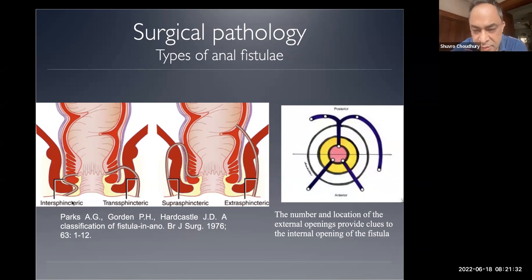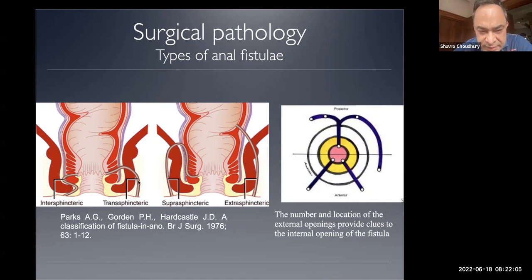Okay, so the four classic Parks classification of the primary tract: the simplest, the low one, is intersphincteric, which starts close to the anal canal and then goes into the intersphincteric plane. The red is external sphincter. The orange is the internal sphincter. It goes into the intersphincteric plane and then opens into the anal canal. So it does not cross any of the fibers of the external sphincter.